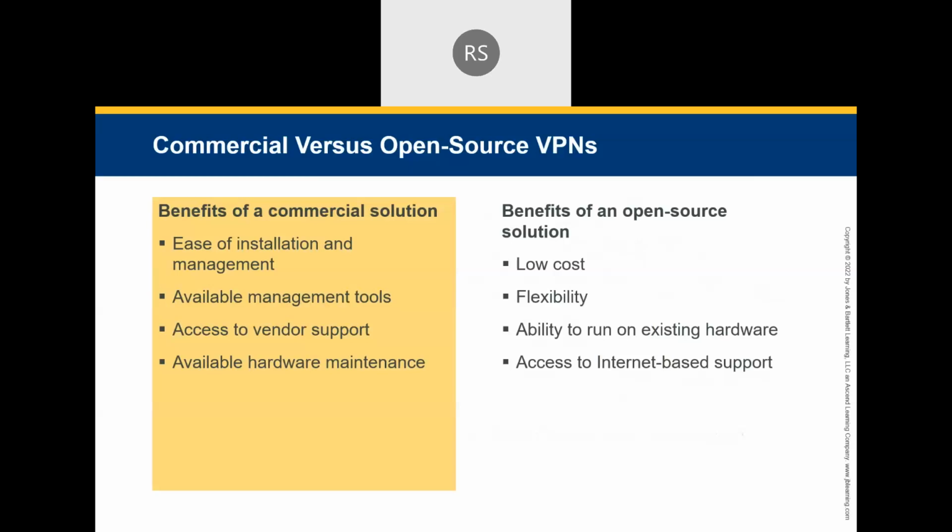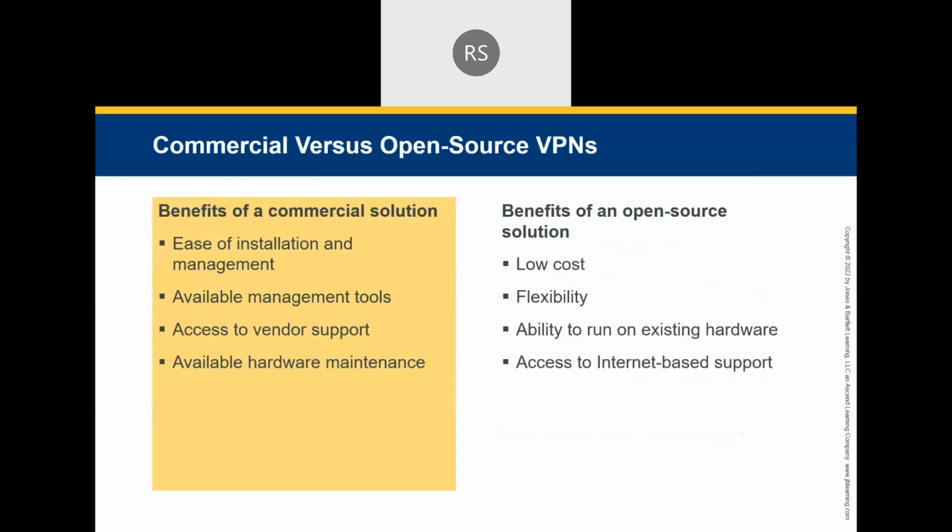So the benefit of an open source solution is low cost. These are typically available for free or at a significantly lower cost compared to the commercial solutions. Open source VPN solutions provide greater flexibility and customization options. That allows organizations to tailor the software to their specific needs and integrate it with existing systems or infrastructure.